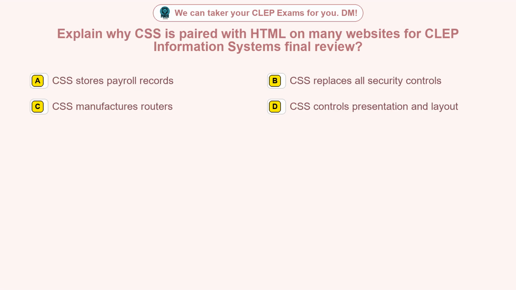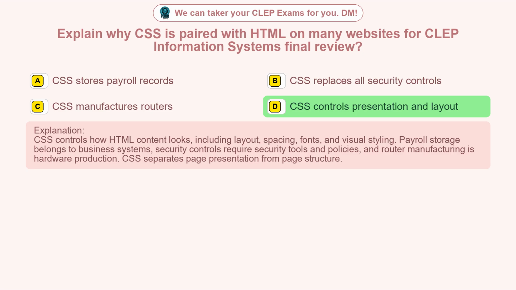Question 35. Explain why CSS is paired with HTML on many websites for CLEP Information Systems final review. Option A. CSS stores payroll records. Option B. CSS replaces all security controls. Option C. CSS manufactures routers. Option D. CSS controls presentation and layout. The correct answer is option D. CSS controls presentation and layout. CSS controls how HTML content looks, including layout, spacing, fonts, and visual styling. Payroll storage belongs to business systems, security controls require security tools and policies, and router manufacturing is hardware production. CSS separates page presentation from page structure.